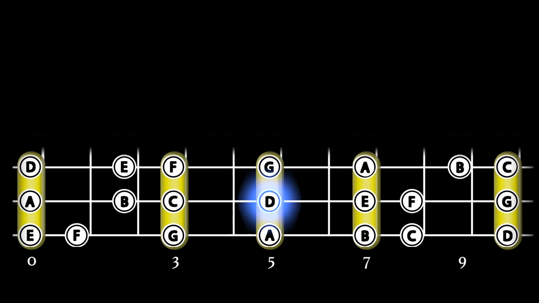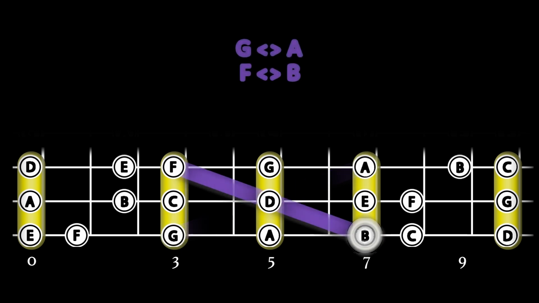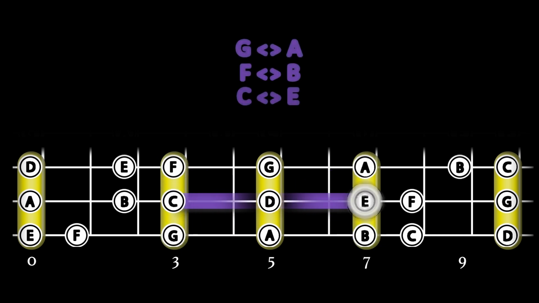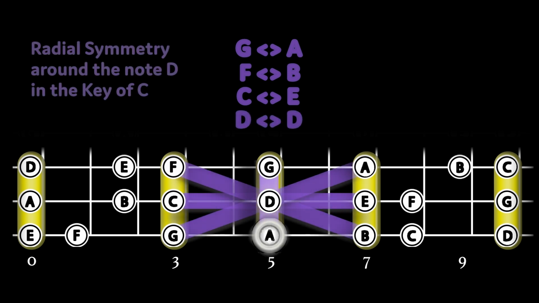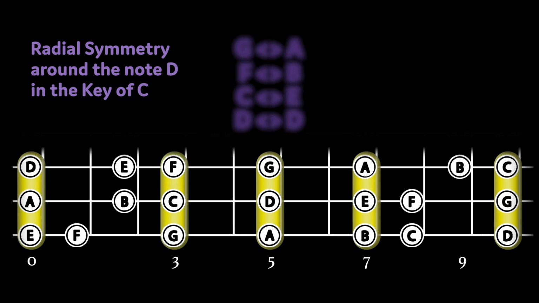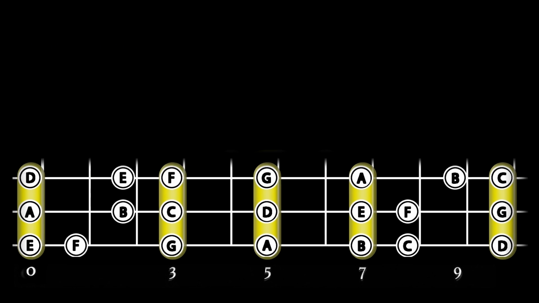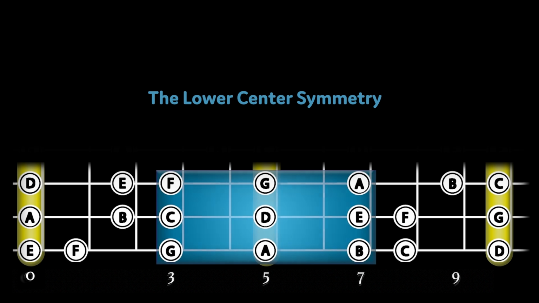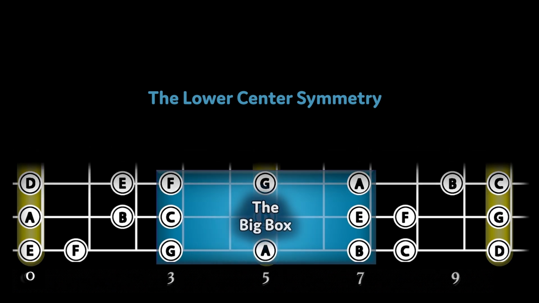D is at the center of the pattern, and moving outward from D in opposite directions will result in the pairing of specific notes. On these strings in this key, the notes on the 3rd, 5th, and 7th frets form the lower center symmetry, and a pattern I like to call the big box.